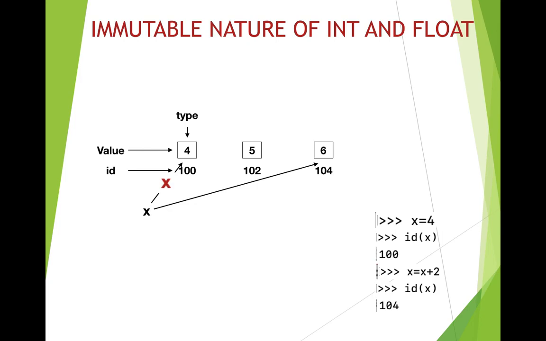Since they are pointing to different locations, even though we are using the same variable, that means integers and floats are immutable data objects. The same logic applies to floating point numbers also.